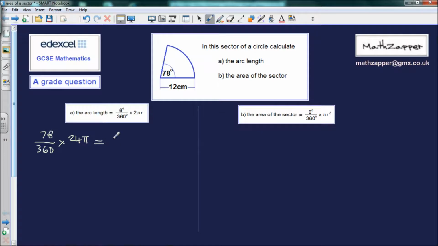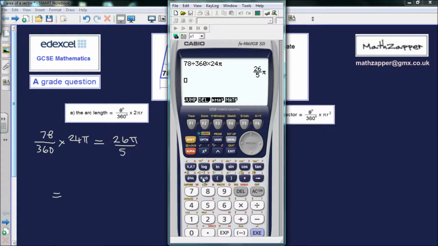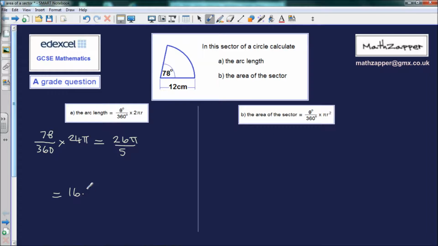So we can write that in, 26 pi divided by 5. We just go back to the calculator and we'll get that in terms of a decimal number by pressing the FD button, and it's 16.3 to 1 decimal place. So the answer to the length of the arc is 16.3 centimeters, importantly to 1 decimal place. So we found the length of the arc, 16.3 centimeters.